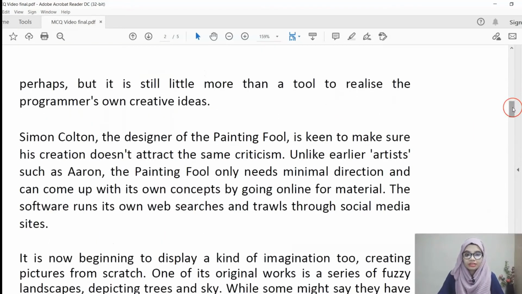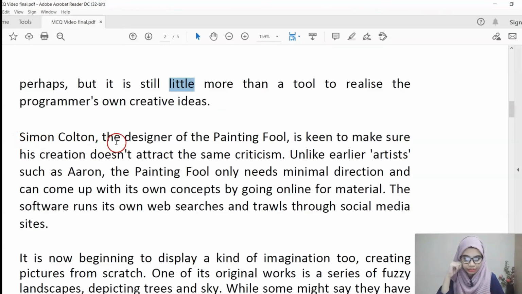Impressive perhaps, but it is still little more than a tool to realize the programmer's own creative ideas. So the final sentence tells me a bit more about the relationship between the programmer's ideas and Aaron's ideas. So it is more than a tool to realize the programmer's own creative ideas. Yes, so it does not completely depend on the programmer, but there is an adjective here, "little more". So it means that it can do better, but it cannot do a lot better without the programmer's ideas.